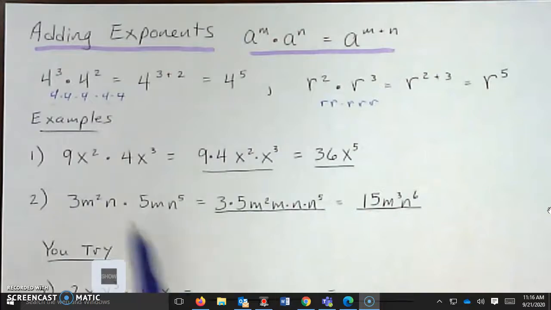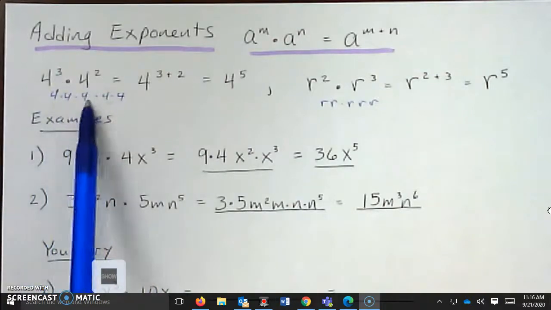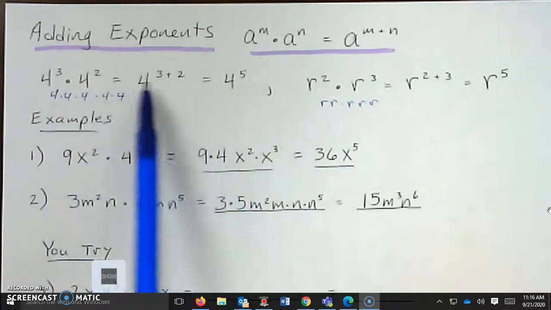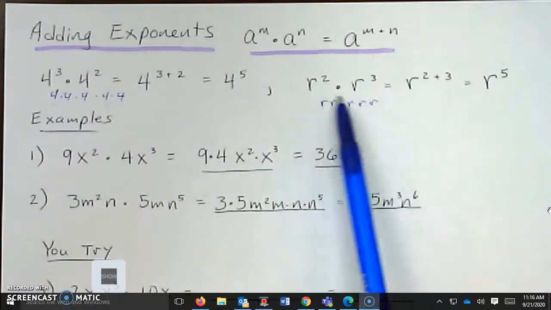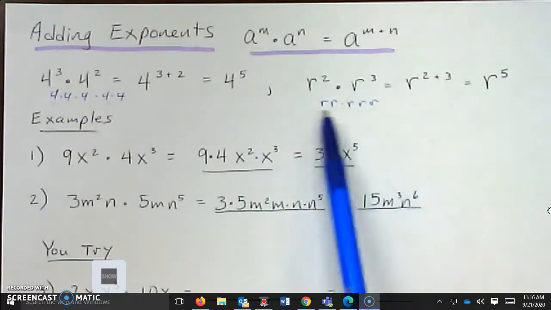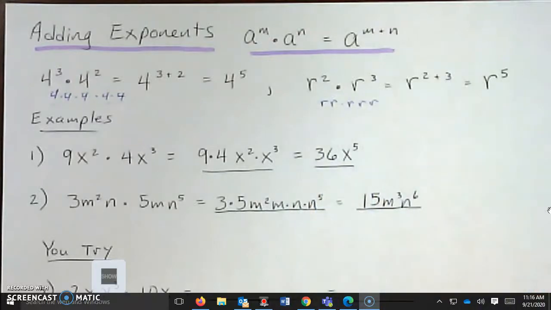So last time we did stuff like this: 4 to the third times 4 squared. And I asked you to write it out to get credit, and then add the exponents. Don't take a shortcut. If you wrote it all out like I showed you in that last video, you got full credit. And this is just the same thing, except it's a variable. But r squared is right here. R to the third is right there. If there are 5 of them, then it must be r to the fifth. So that's one of our first rules, when to add exponents.